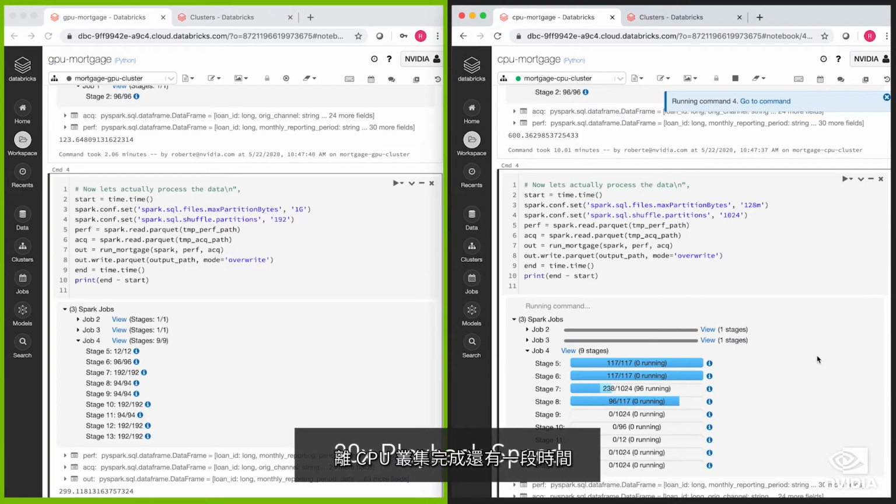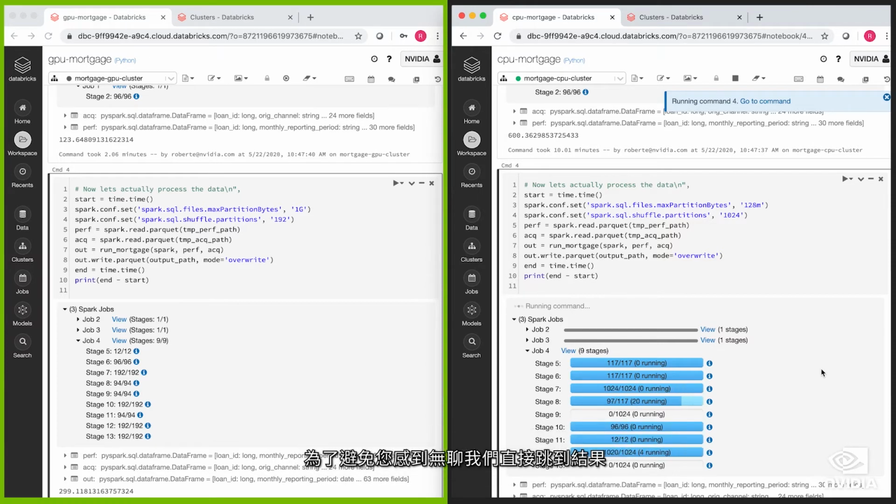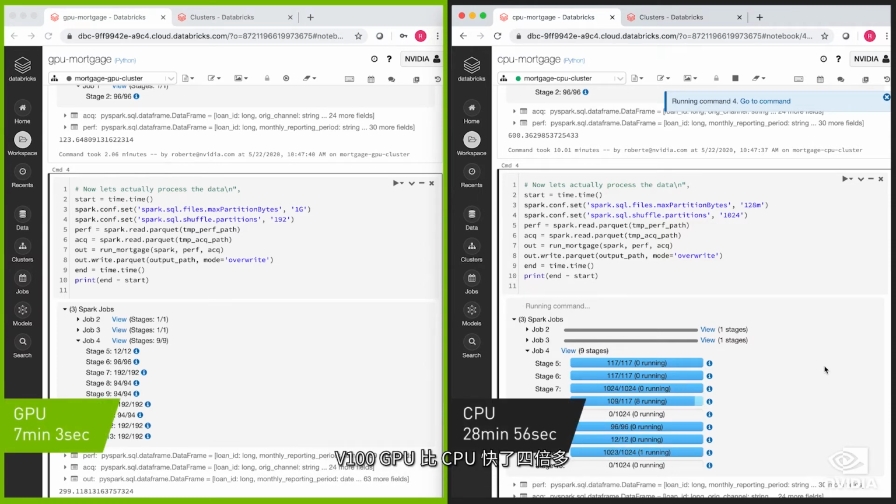It's going to be quite a while before the CPU cluster is finished, so to avoid you getting bored, let's jump straight to the results. The V100 GPU ended up being a little over 4 times faster than the CPU, taking almost 7 minutes versus a little under 29 minutes on the CPU side, with a cost reduction of 25% over the CPU.